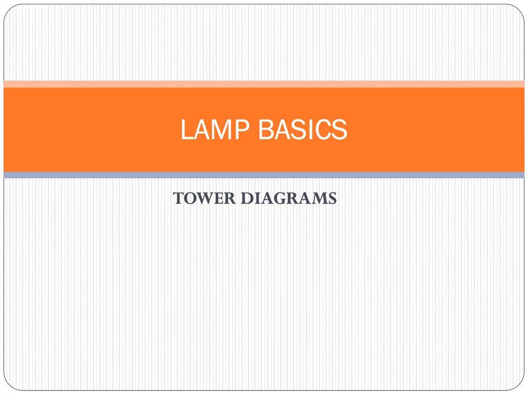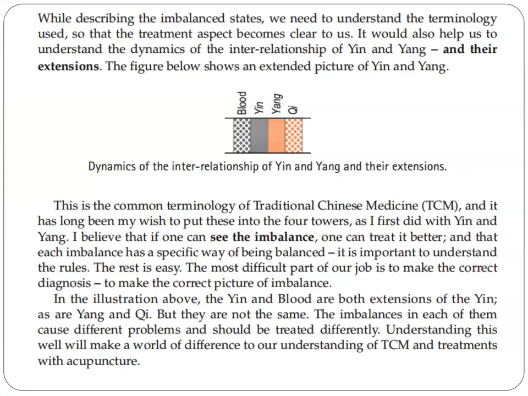We have the tower diagrams. While describing the imbalanced states, we need to understand the terminology used so that the treatment aspect becomes clear to us. It would also help us to understand the dynamics of the interrelationship of yin and yang and their extensions. So we have the figure below, which shows the extended picture of yin and yang.